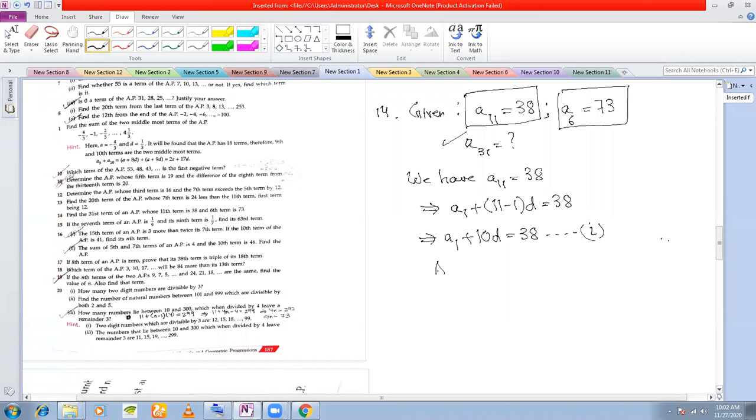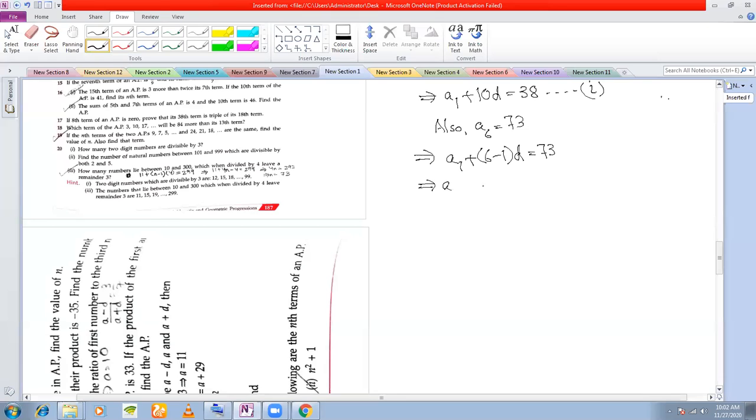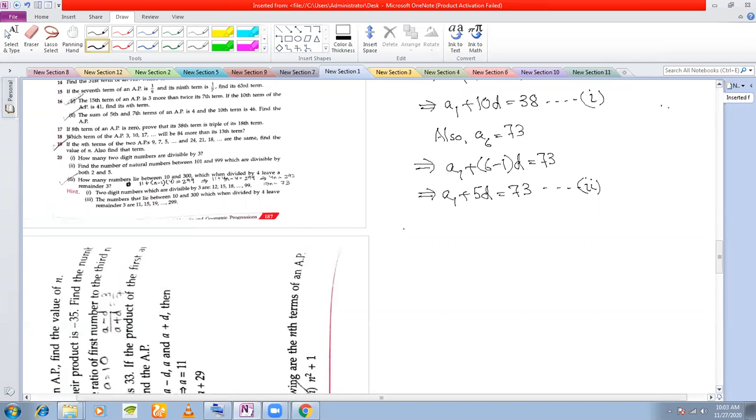Also, we have A6 is equal to 73. And A6, you know, the formula is A1 plus 6 minus 1 into D is equal to 73. That means A1 plus 5D is equal to 73. This is my second equation, right? So these two are simultaneous equations I can solve. What is the best way to solve? Elimination method. Subtract.